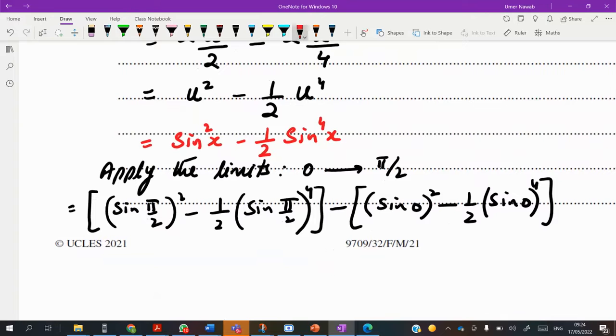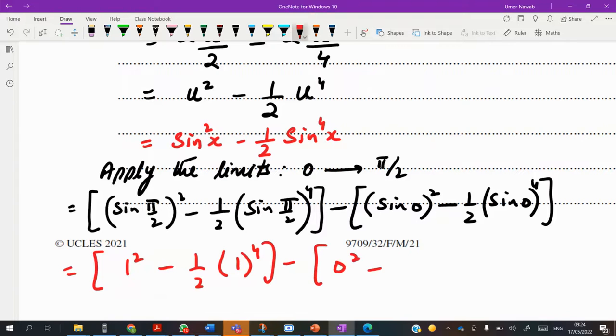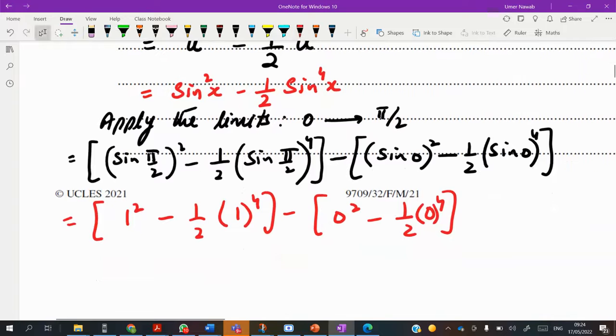Sine pi by 2 is 1. So this is 1 squared minus half 1 power 4, minus sine 0 is 0 squared minus half 0 power 4. So finally I will get 1 minus half, and the final answer is half. So I got my answer, half.